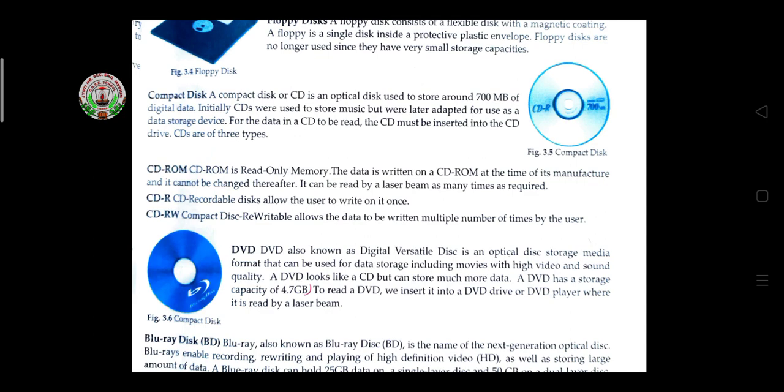And in CDRW, RW means rewritable. It means suppose that CD has some space, so again you can store some other data in that space. That CD allows adding or editing the data in CDRW.